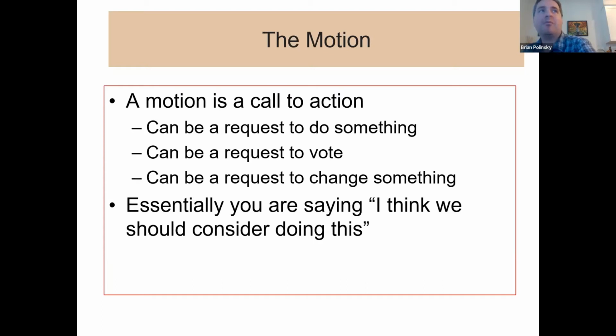But let's move forward to the next stage, which is the motion. So motions are primarily what we're going to be talking about during the rest of today's webinar. A motion is a call to action, can be a request to do something, can be a request to vote on something, can be a request to change something. Really, the universe of possible motions is quite large. So essentially, when you're making a motion, you're saying, I think we should consider doing this.